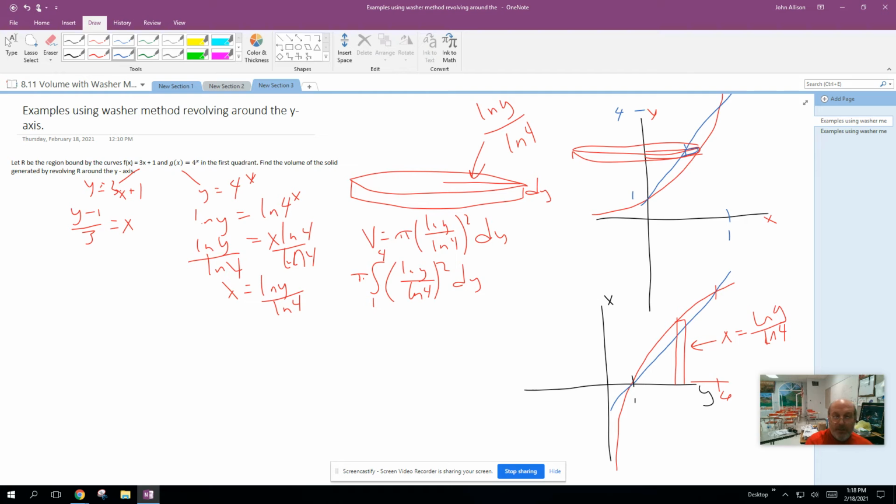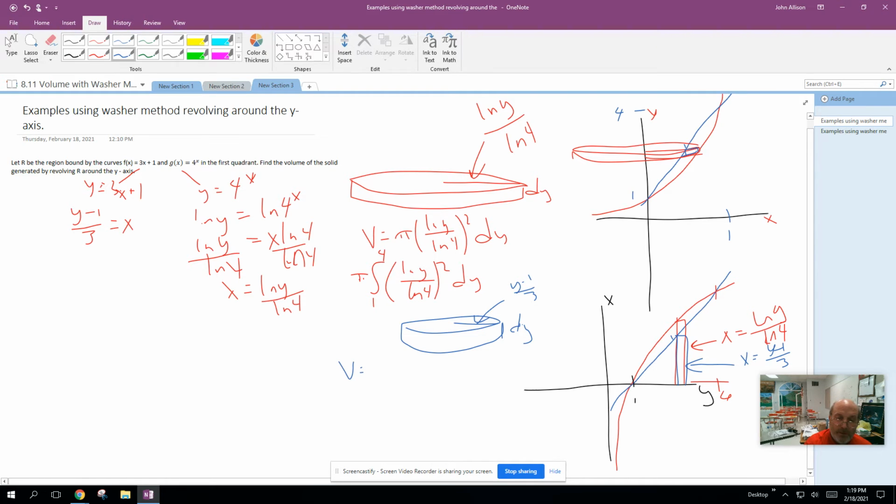So the smaller inside disk that we're going to subtract out, we're going to need the radius for it. Its width is going to be dy like before. So this time we're looking at, let's just go ahead and draw this blue rectangle whose height is the linear curve. And this blue rectangle is going to be x equals y minus 1 over 3. And so the radius of this disk is going to be y minus 1 over 3.